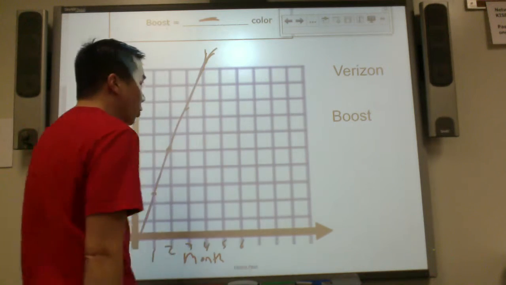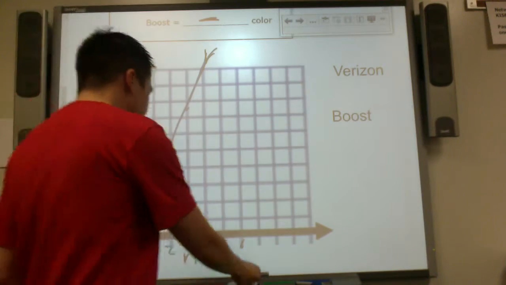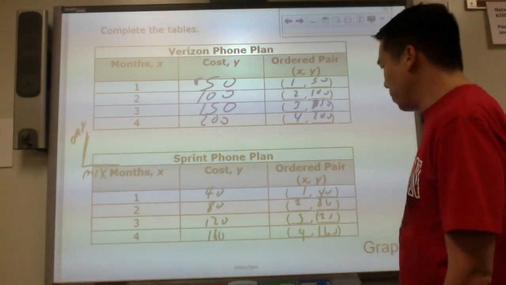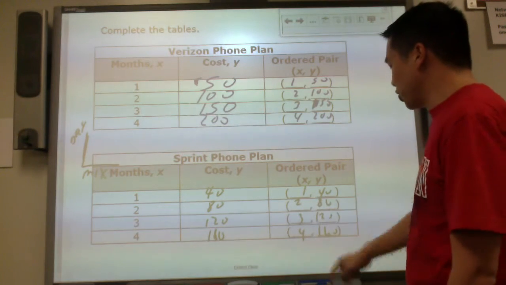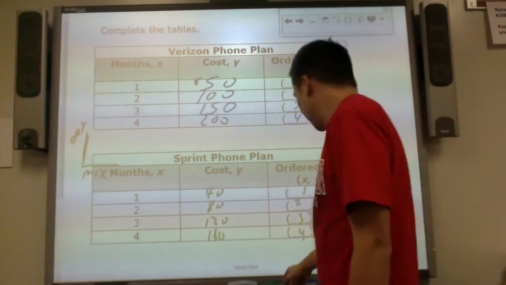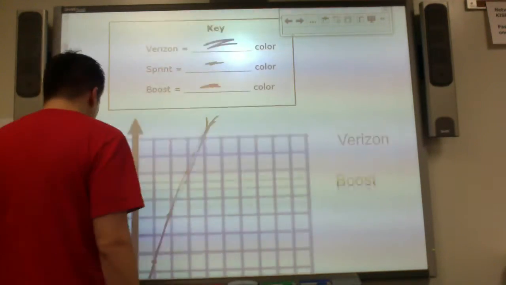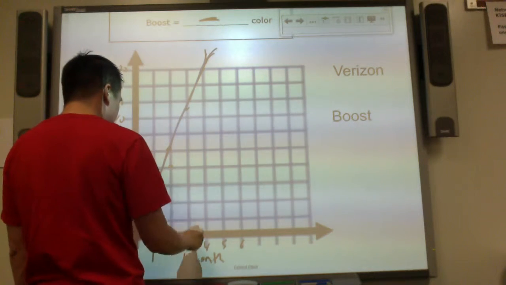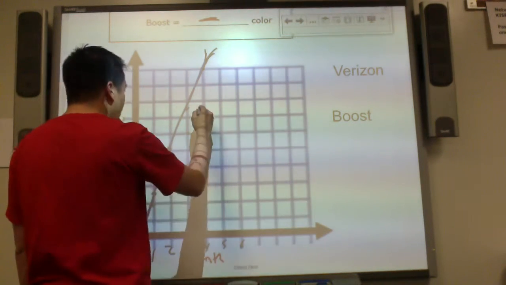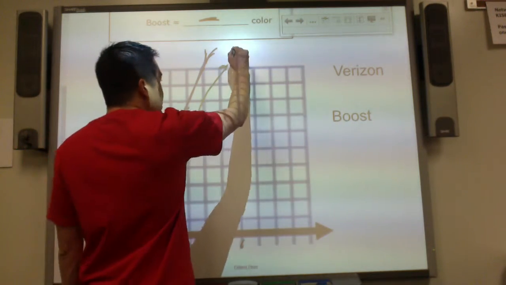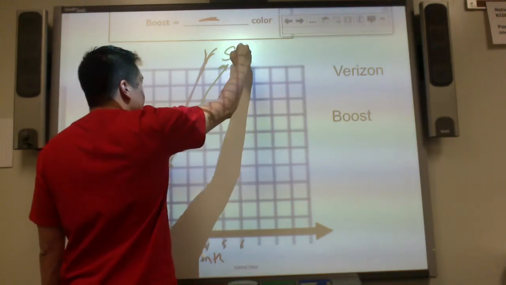The green will represent Sprint. 1 month costs $40. 2 months costs $80. 3 months costs $120. 4 months costs $160. So this represents Sprint.